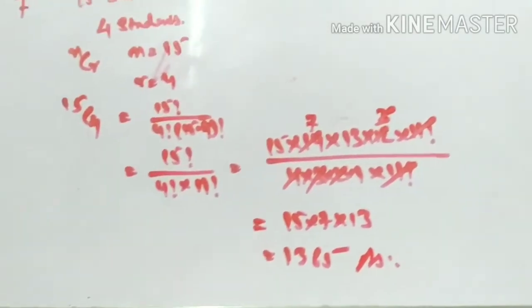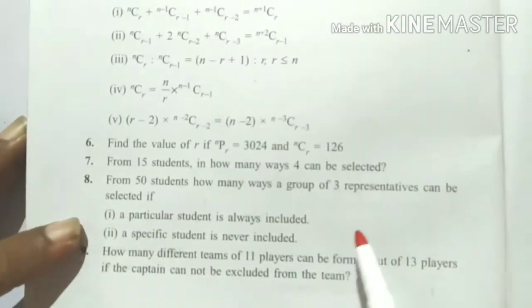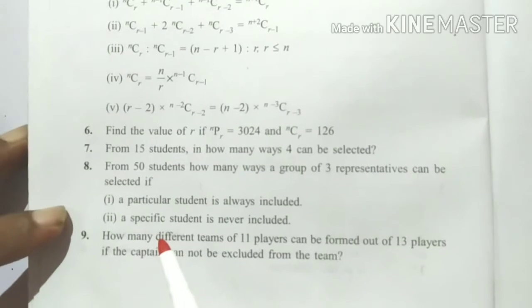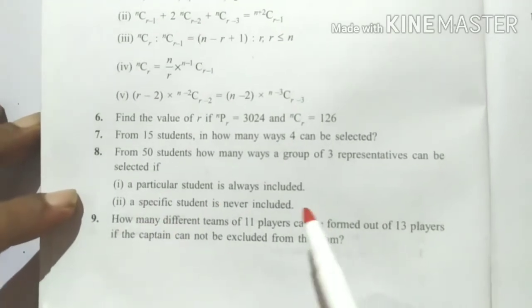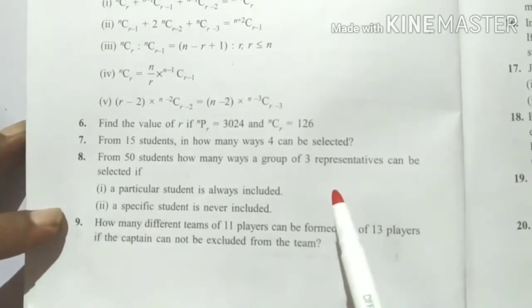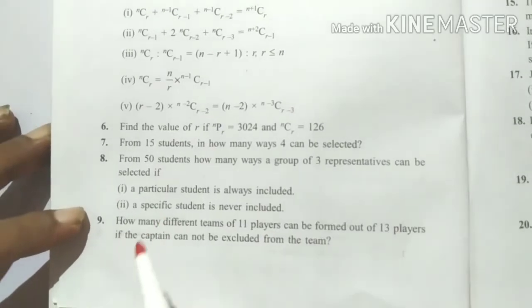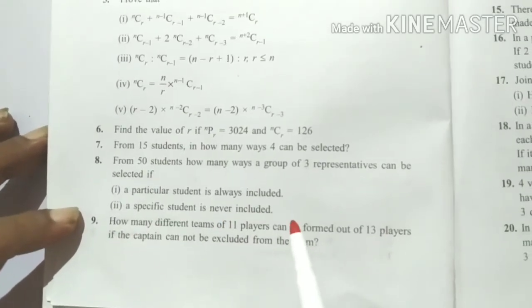Now I am going to the second question, that is question number 8. From 50 students, how many ways can a group of 3 representatives be selected if a particular student is always taken?